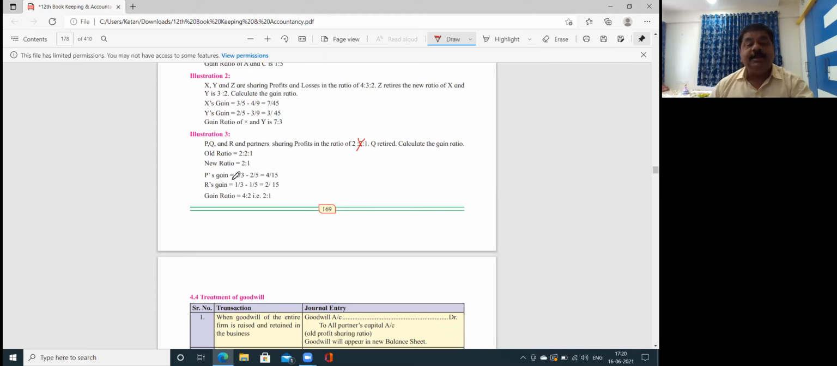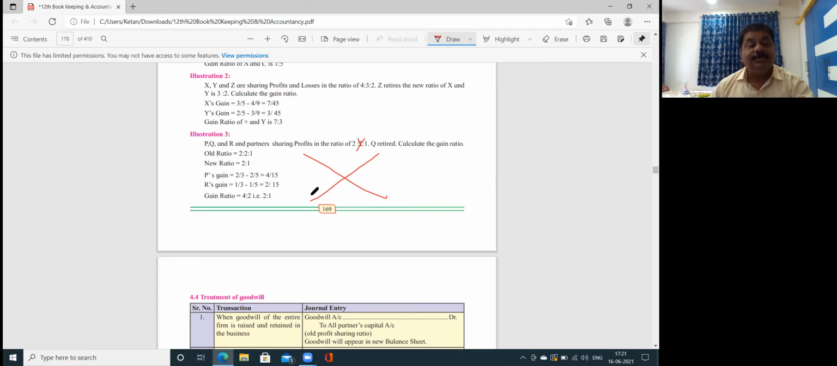So what is P's gain? 2/3 minus 2/5. That is the new ratio 2/3 minus 2/5. It is coming 4 upon 15. And R's gain 1/3 minus 1/5. It is 2 upon 15. So 4:2, or rather what we can say 2:1. But what I want to explain to you, you need not make any calculation in this particular case.